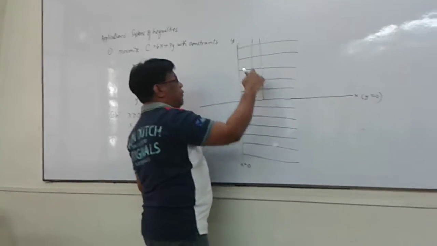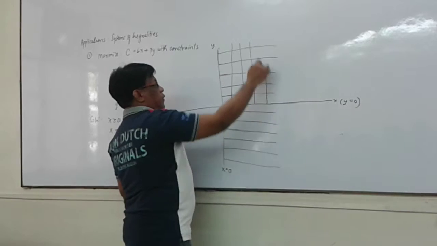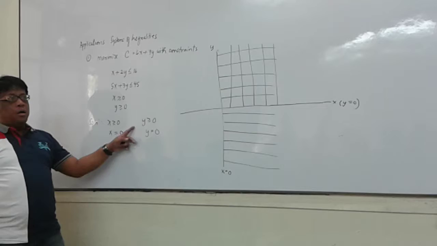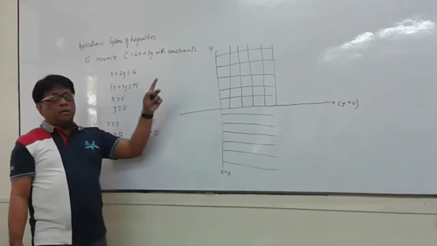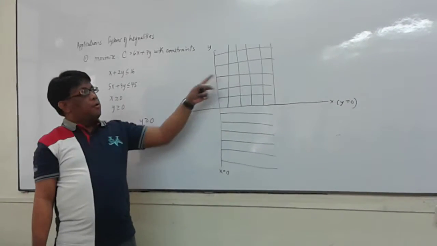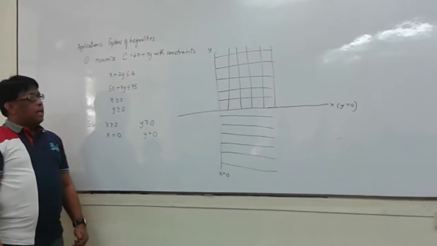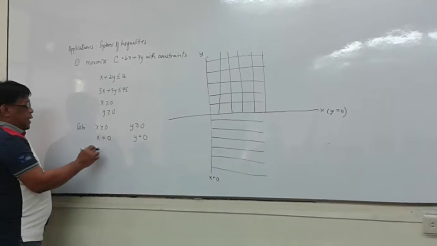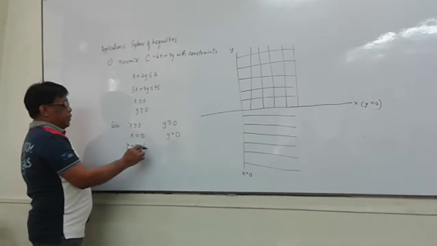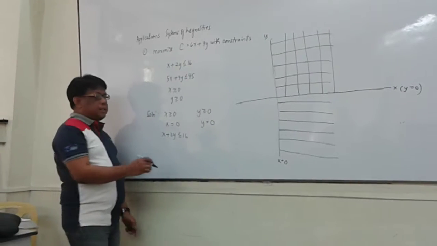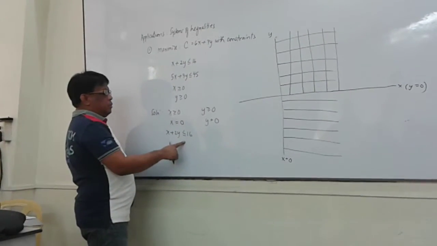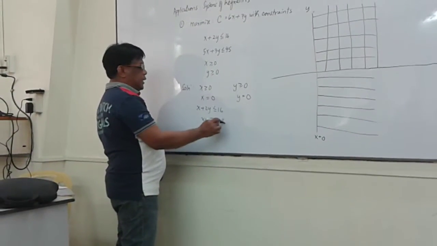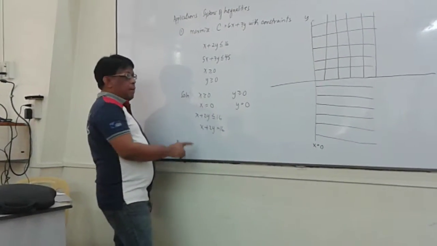So the common region for both inequality statements, x greater than or equal to 0 and y greater than or equal to 0, is the region in the first quadrant. Then we go now to the third inequality, which is x plus 2y less than or equal to 16. So let us change the inequality sign to an equal sign, so having x plus 2y equals 16, so that we can now plot the line.